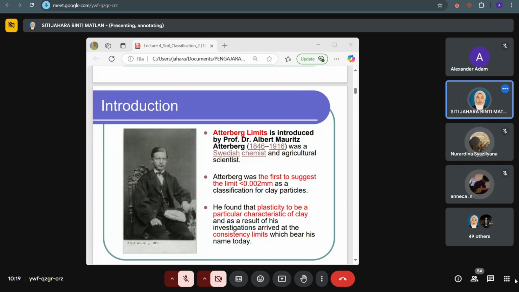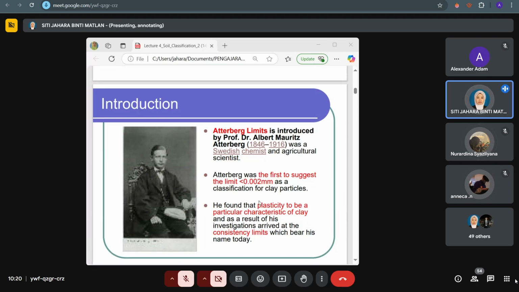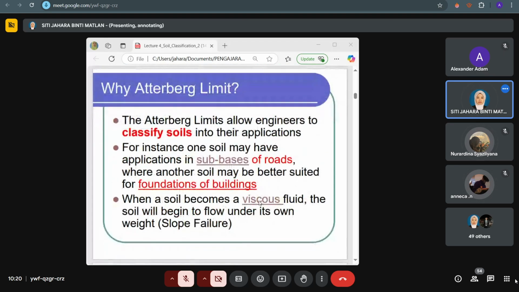That is the brief introduction I gave last Friday, which is the consistency limit, named after him and still widely used in geotechnical engineering today. So we will discuss more on this today.